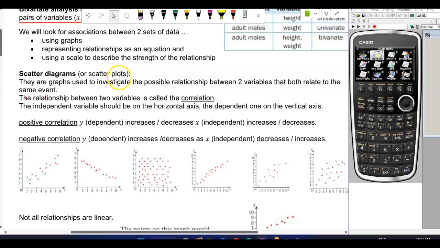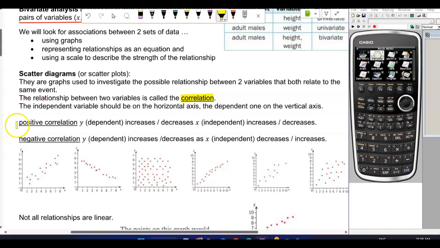Scatter diagram or scatter plot. These are the graphs used to investigate the possible relationship between two variables that both relate to the same event. The relationship between two variables is called correlation. So what is the relationship between two variables? The independent variable should be on the horizontal axis and the dependent variable on the vertical axis.